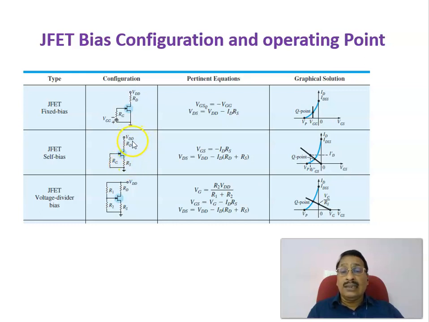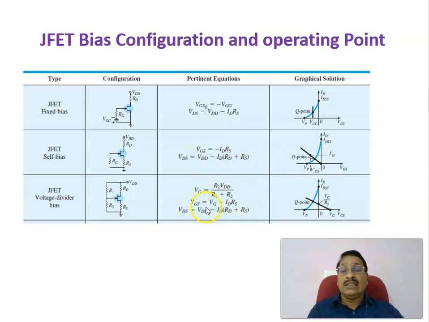And in order to calculate the corresponding VDSQ, again you can apply Kirchhoff's voltage law to the output loop, that is VDD equals ID into RD plus VDS plus ID into RS, or VDS equals VDD minus ID into (RS plus RD). Using this equation, you will be getting IDQ from this point. Substitute that IDQ in this equation, then you will be getting VDSQ. Like that, you can find out the operating point.